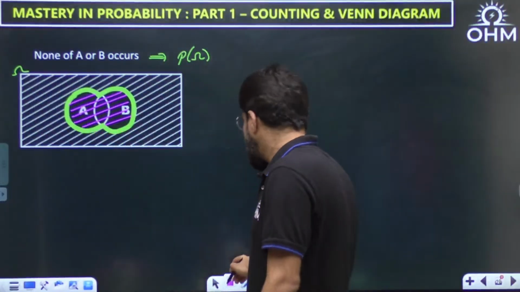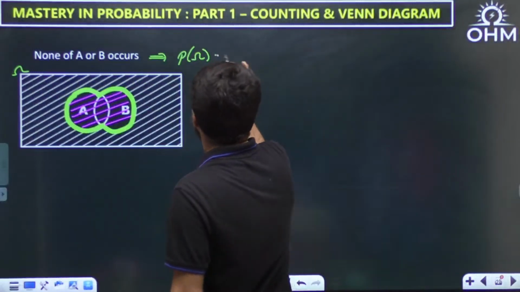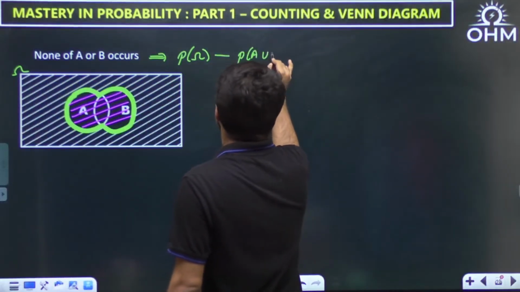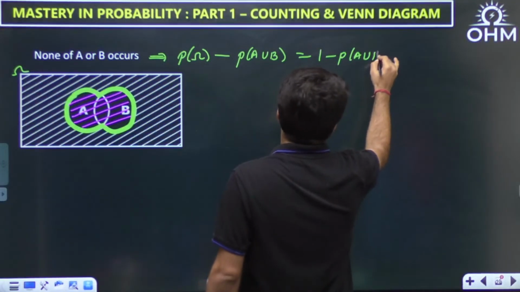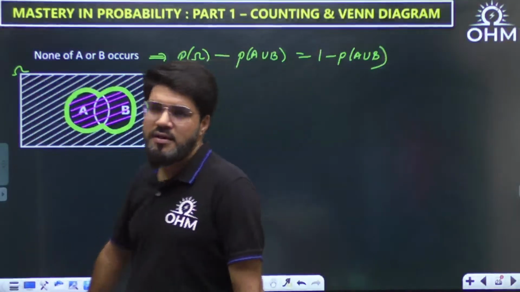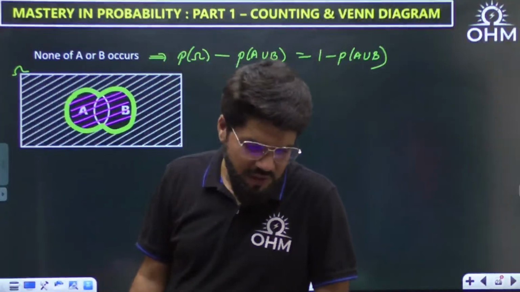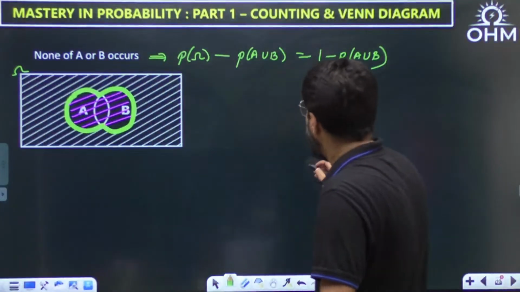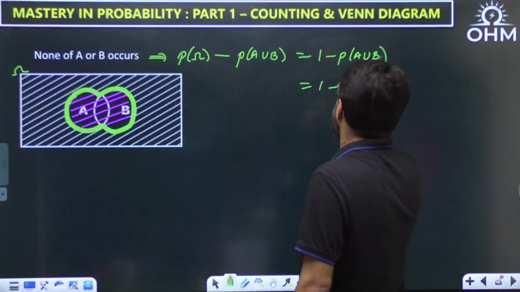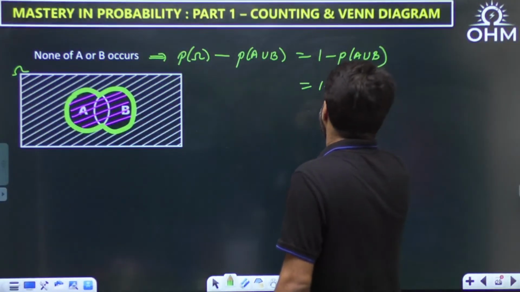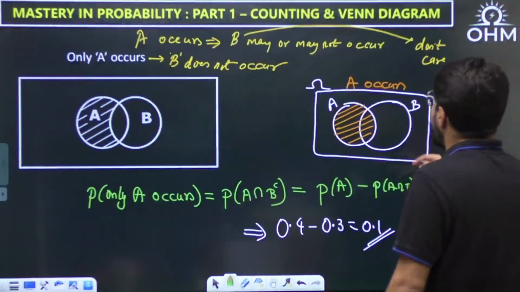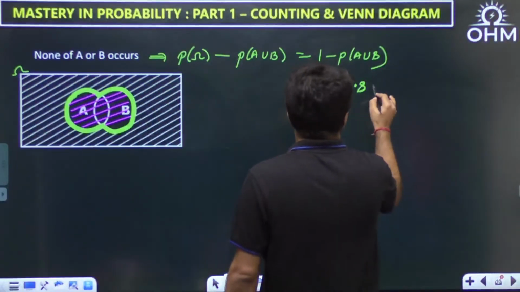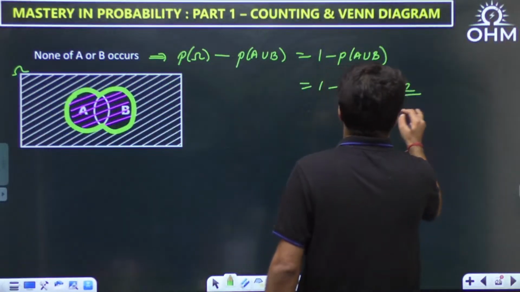That means out of the total sample space, you need to subtract A union B, and the probability of total sample space is 1. So 1 minus P of A union B has to be done. Right, and now what is P of A union B? It is the first question's answer, which was 0.3, I think. 0.8, sorry. First question answer 0.8, 1 minus 0.8, so this answer is 0.2.